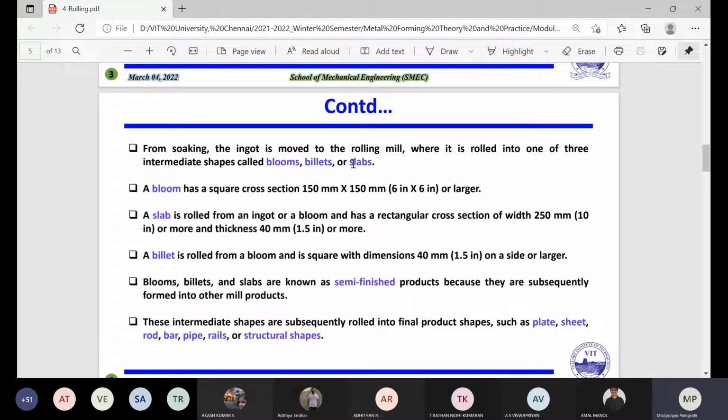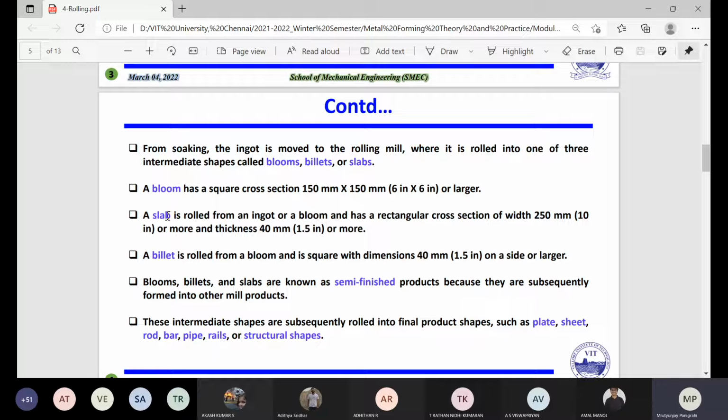But we do not know exactly what the parameters are and how to tell which is which. A bloom has a square cross section of 150 by 150 mm, for example 6 inch by 6 inch or larger. If you have this kind of piece, then you call it a bloom. And a slab is rolled from an ingot or a bloom and has a rectangular cross section of width 250 mm or more, and thickness around 40 mm. If you are getting this size, it is known as a slab.